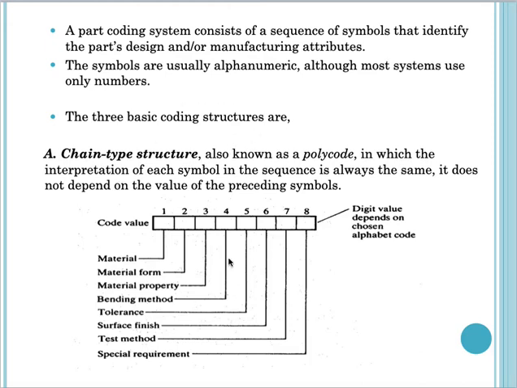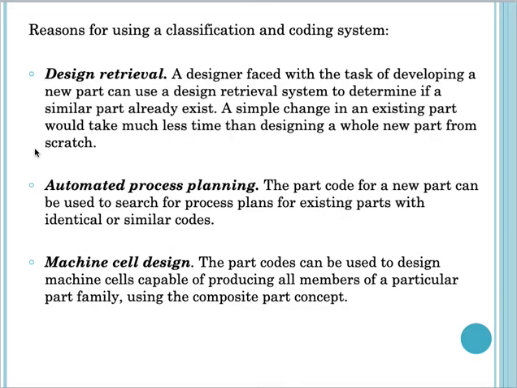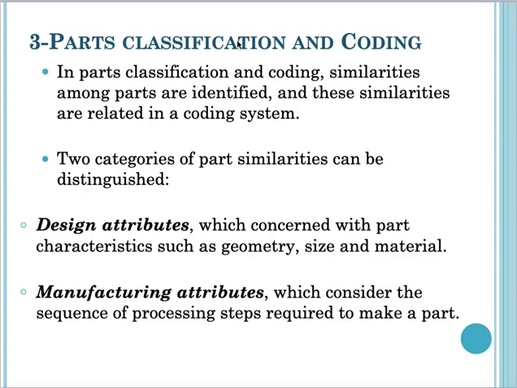Before we see this coding again, we'll see classification and coding. This is design retrieval, automated process planning, and machine cells, as we discussed. As we have seen, part classification and coding involve design attributes and manufacturing attributes. In a part classification scheme, there are three types of systems used for part classification on the basis of some attributes.